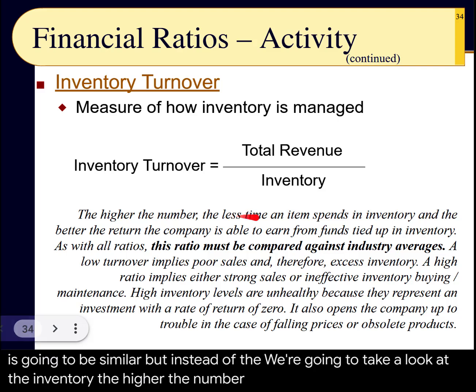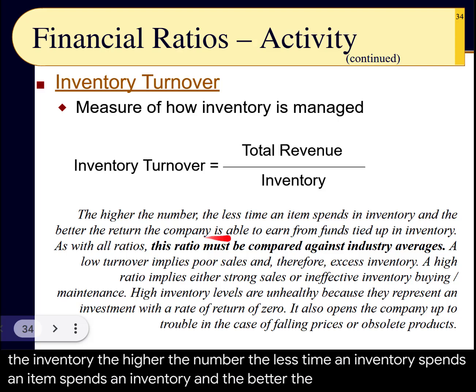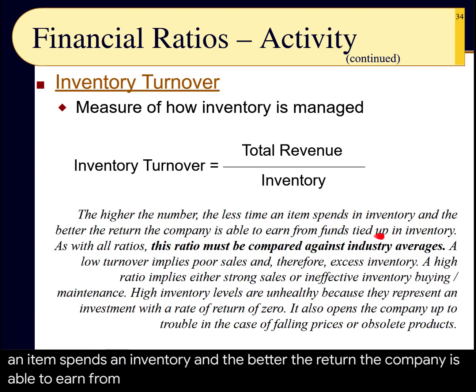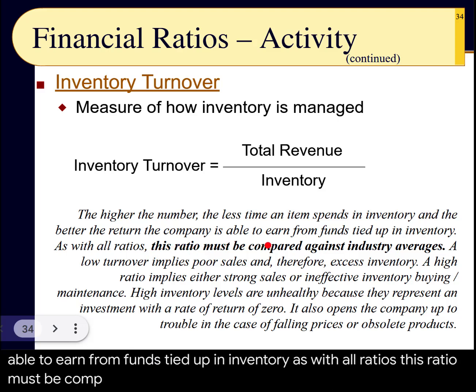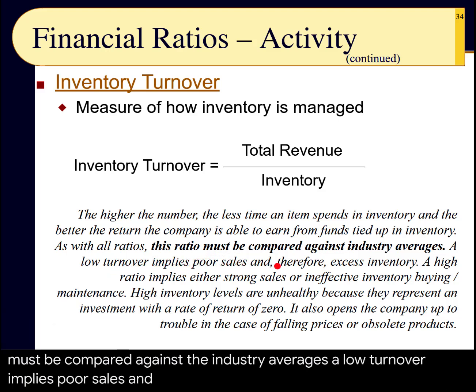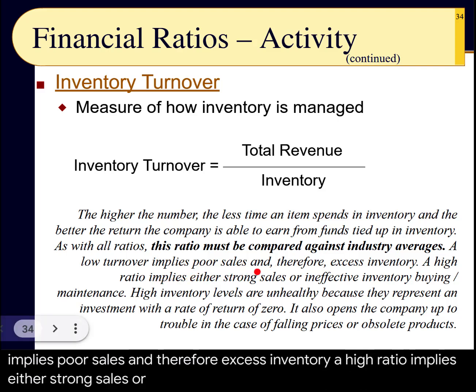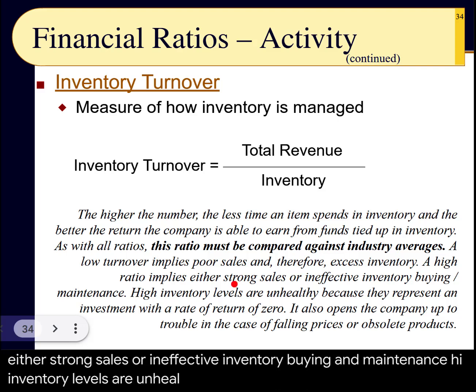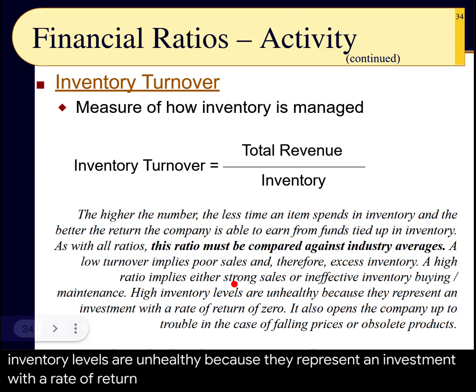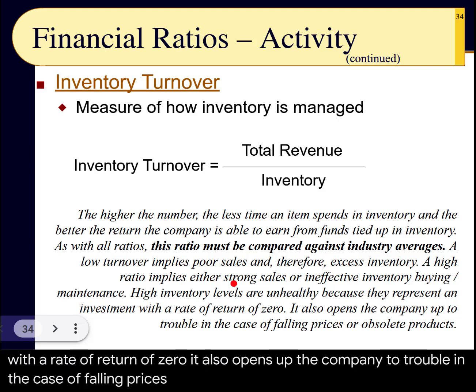The higher the number, the less time an item spends in inventory, and the better the return the company is able to earn from funds tied up in inventory. As with all ratios, this ratio must be compared against the industry averages. A low turnover implies poor sales and therefore excess inventory. A high ratio implies either strong sales or ineffective inventory buying and maintenance. High inventory levels are unhealthy because they represent an investment with a rate of return of zero. It also opens up the company to trouble in the case of falling prices or obsolete products.